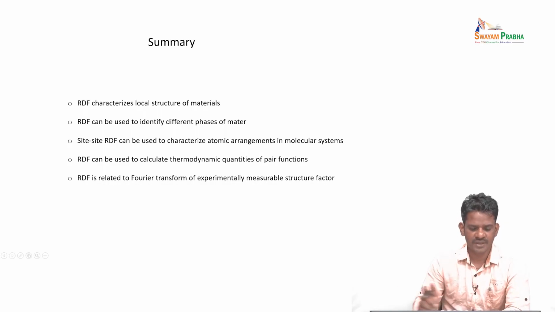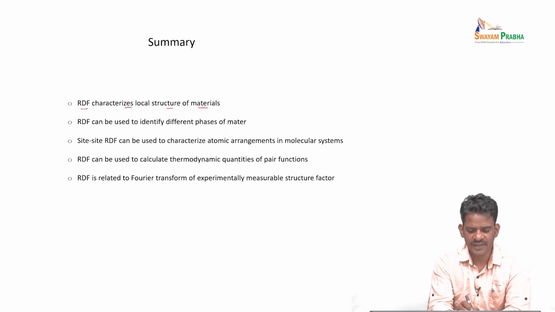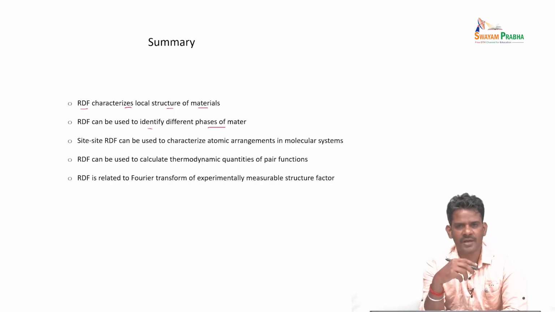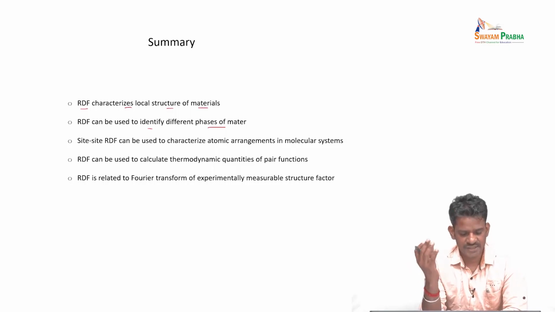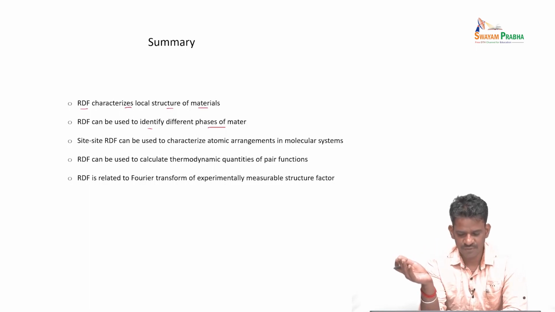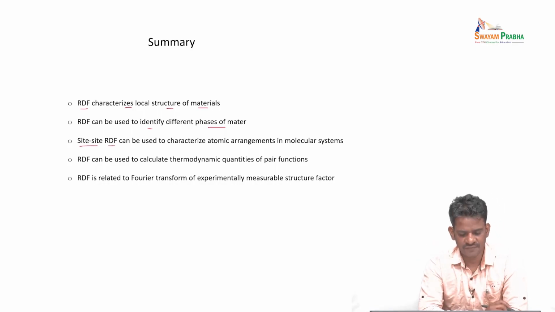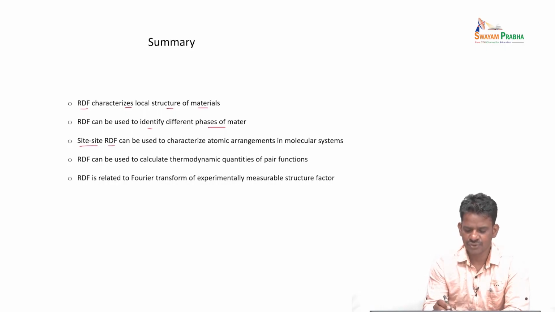To summarize, we see that the RDF characterizes the local structure of materials: the local order, the range of order, everything can be obtained. It is also useful to identify different phases of matter, because whether it is a gas, liquid, or solid, the signature of the RDF is quite different. By looking at the periodicity and the coordination number, we can also identify the local structural information of the matter. For molecular systems, the site RDF is quite useful, and that allows us to understand the local atomic arrangements in a molecular system.